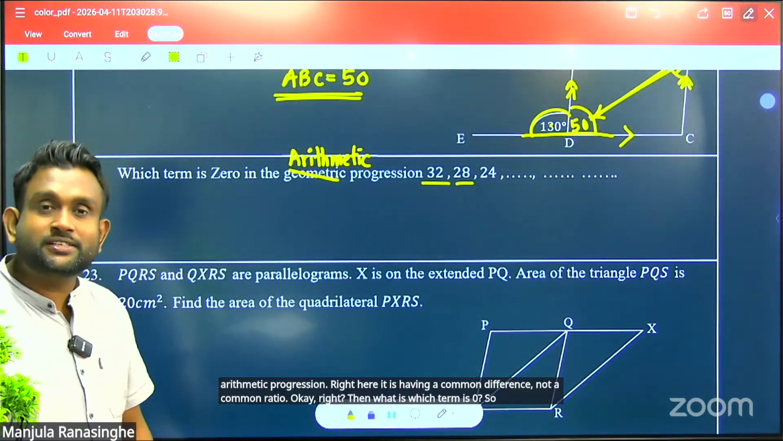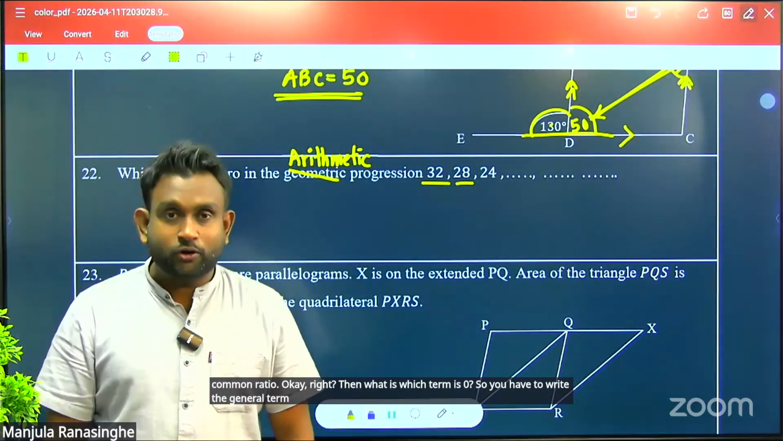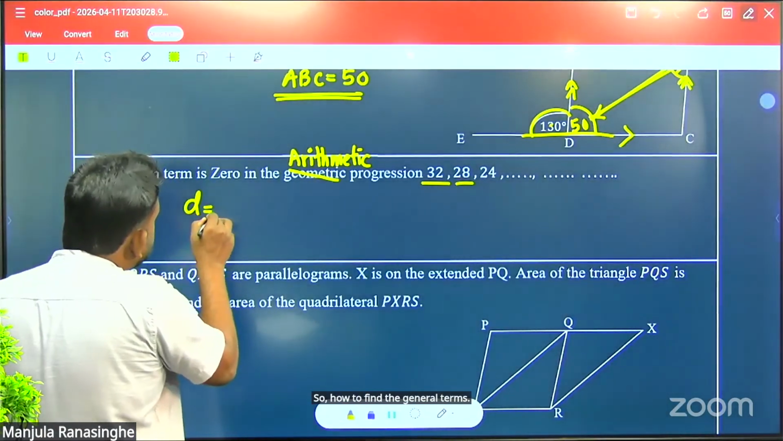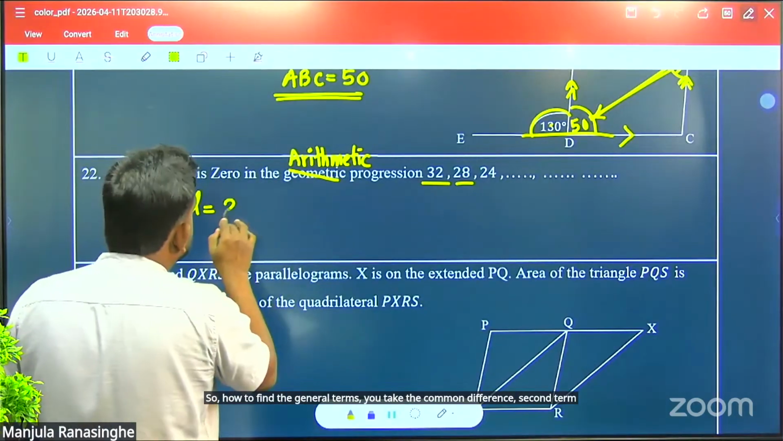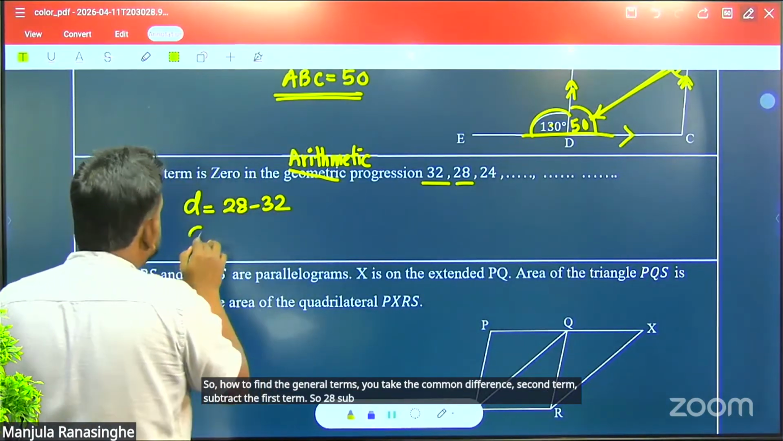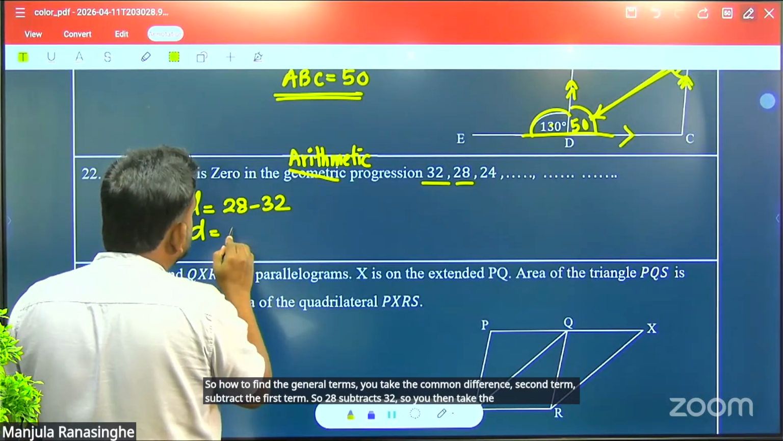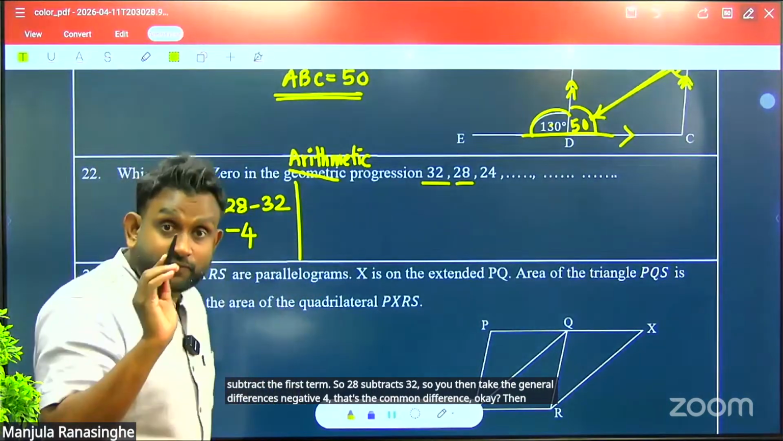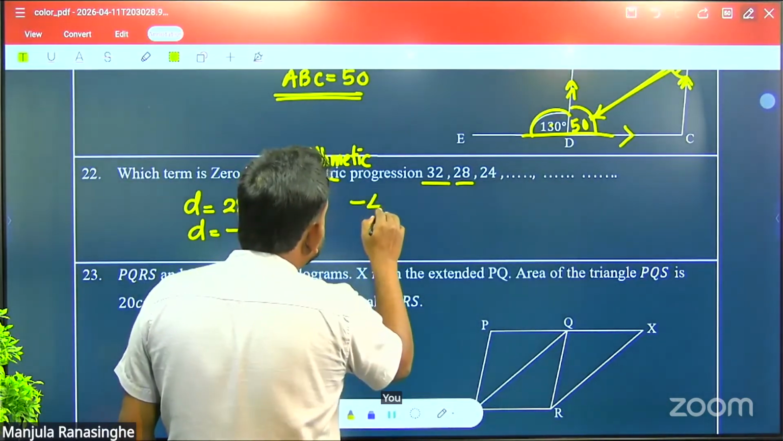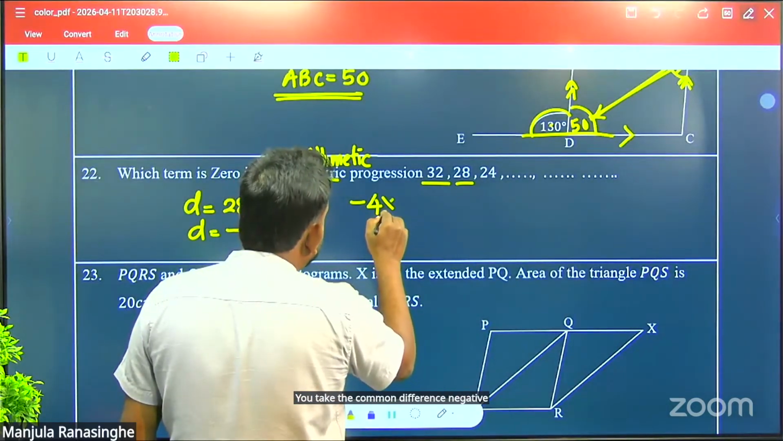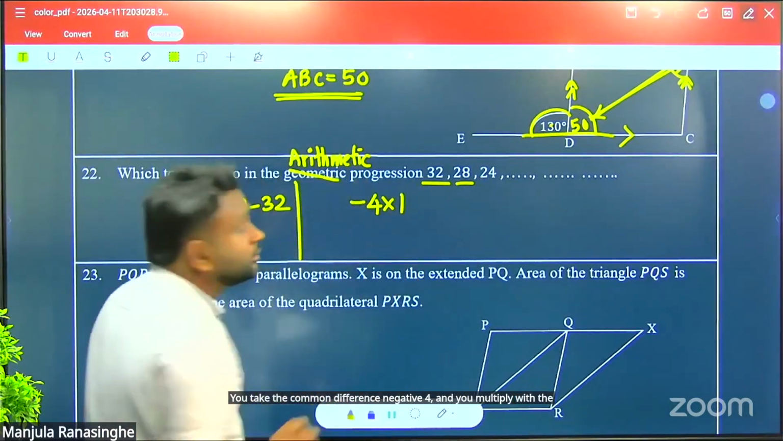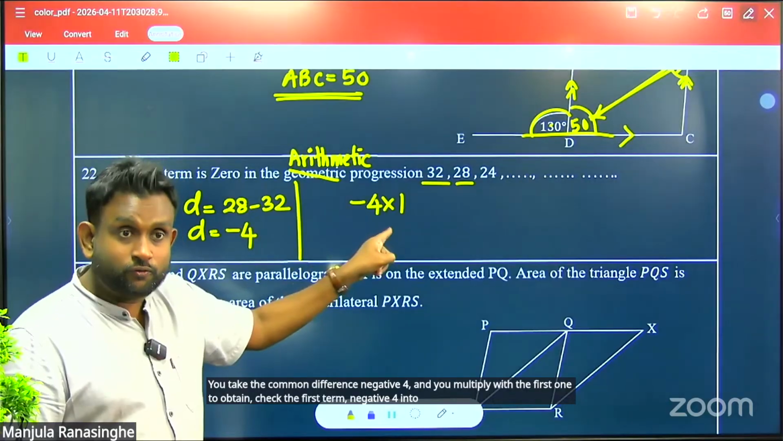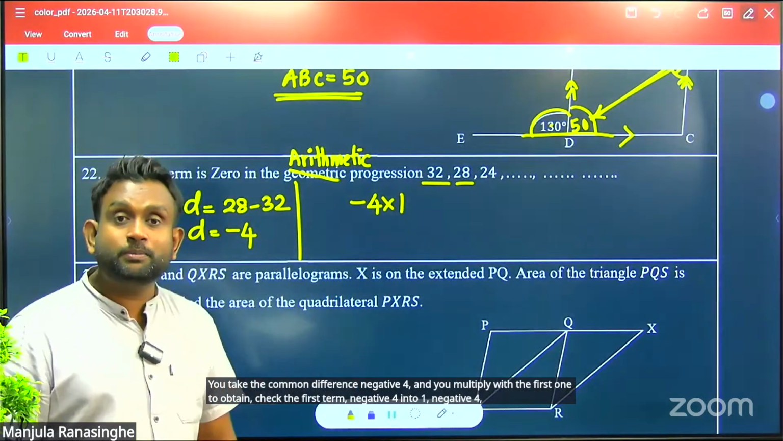So you have to write the general term. Then you can find out which term of that is zero. So how to find the general term? You take the common difference, second term subtract the first term. So 28 subtract 32. So you then take the common difference as -4. That's the common difference. Then you have to take the first term. How? You take the common difference -4 and multiply with the first one to obtain, check the first term, -4 into 1, -4. But the first term is 32.